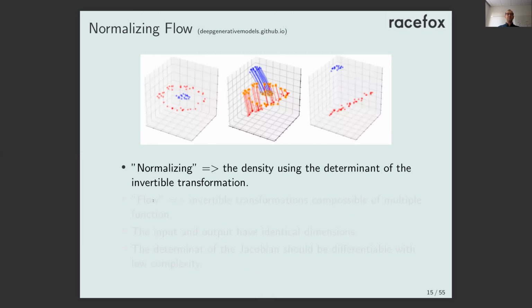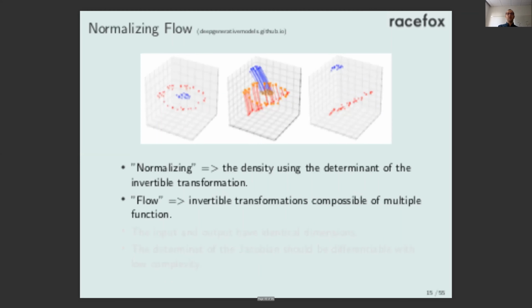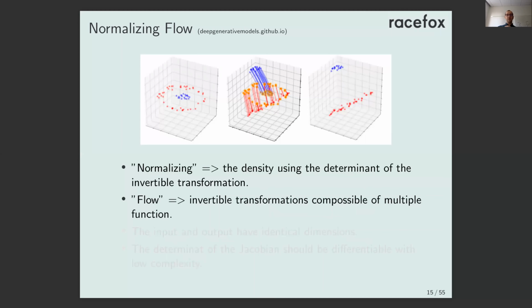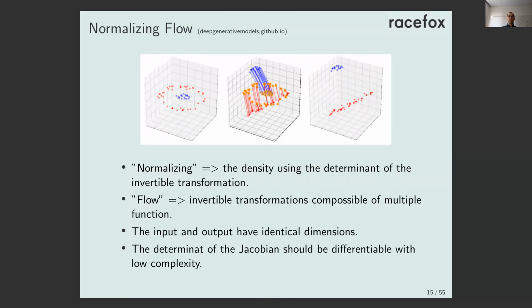And this is called normalizing because the density of the distribution is normalized using the invertible transformation. And it is a flow because you can go from the base distribution to the target distribution and back. So the data will flow back and forth as far as you use the invertible or the forward transformation. And what is important once again is that the determinant of the Jacobian should be of low complexity. Otherwise this method is not scalable, and the input and the output data, that means the base and the target distribution, should have identical dimensionality.